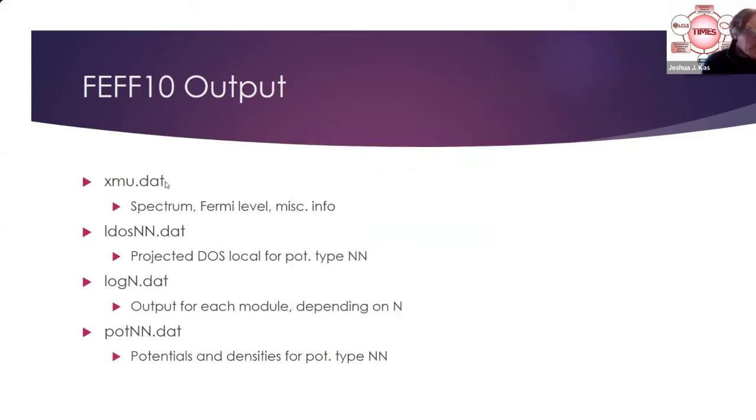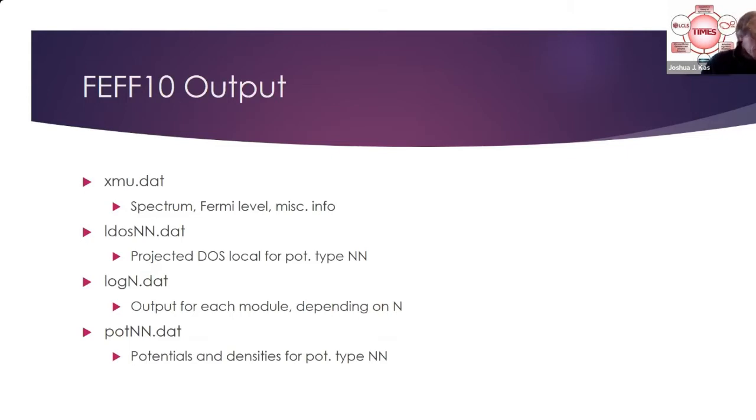There's one called xmu.dat. That's the main output of Zanes calculations. And that has the spectrum. It has a header with a lot of different information, like the Fermi level, the core hole broadening, a variety of other things. It also has the atomic background and the fine structure, so the chi versus energy, and also has different x-axes. So for example, it has energy and k and various things like that.